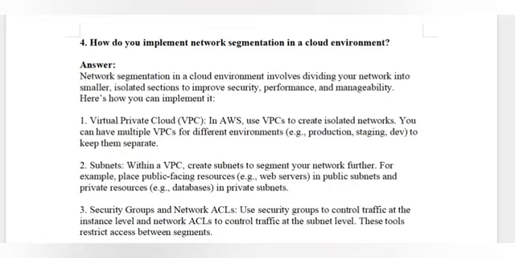For example, place public facing resources in public subnets and private resources in private subnets. Third is security groups and network ACLs. Use security groups to control traffic at the instance level and network ACLs to control traffic at the subnet level. These tools restrict access between the segments.